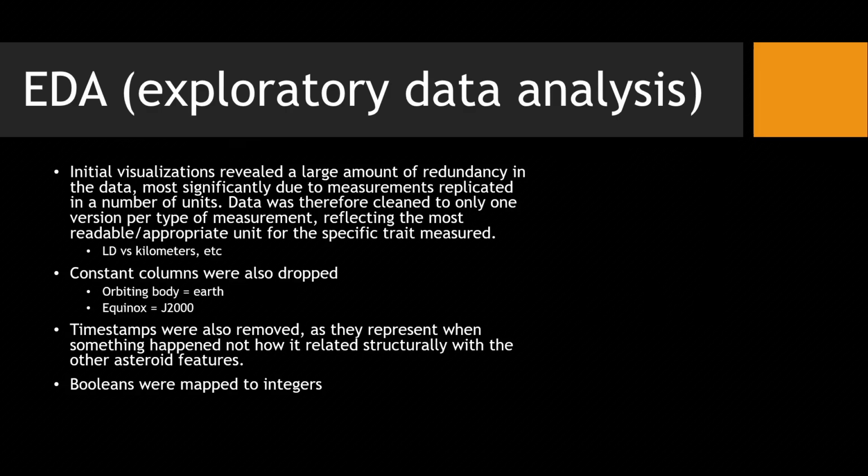Constant columns were also dropped. Every single one of them were orbiting the Earth, so we know this, and we don't need to use that in our analysis. They all were tagged with the same equinox as well. I also removed timestamps, and Booleans were mapped to integers.